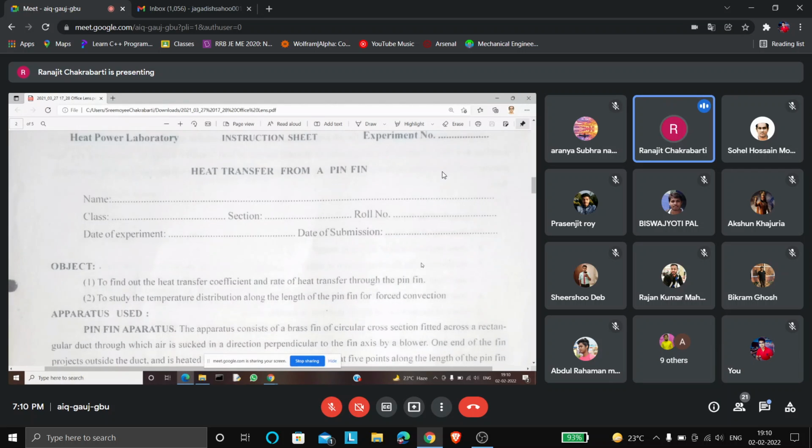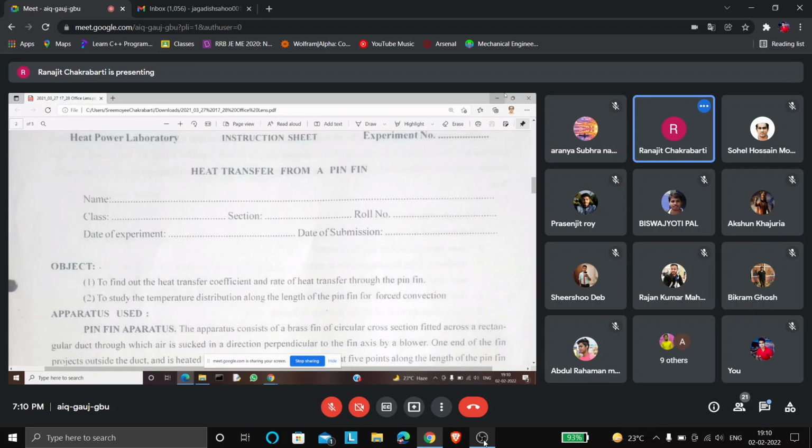Now we start with the object of the experiment. The name of the experiment is heat transfer from a pin fin. The object of the experiment is to find out the heat transfer coefficient and rate of heat transfer through the pin fin. And then number 2 is to study the temperature distribution along the length of the pin fin, for forced convection.